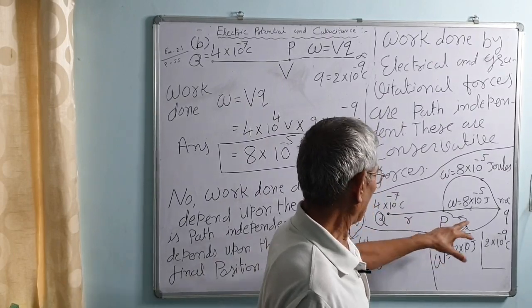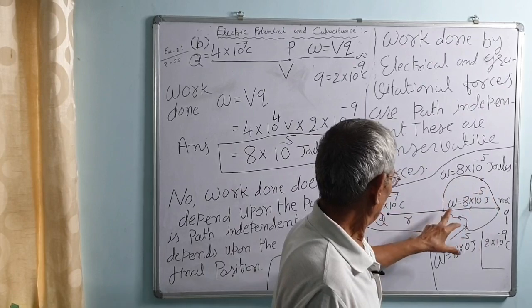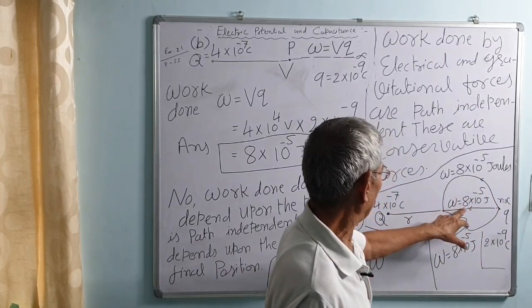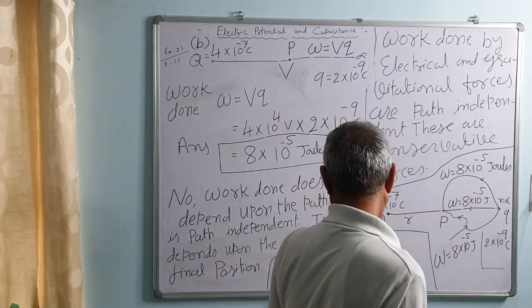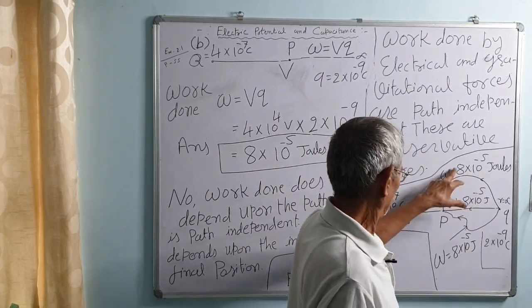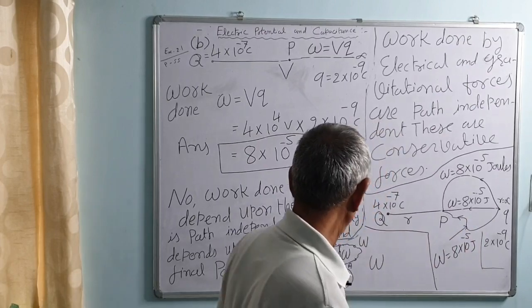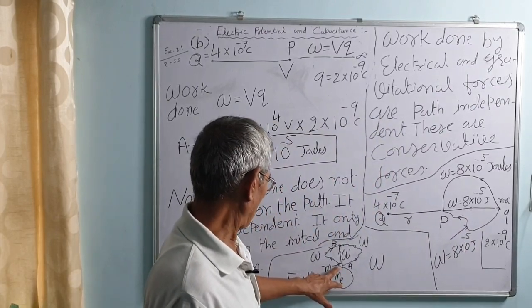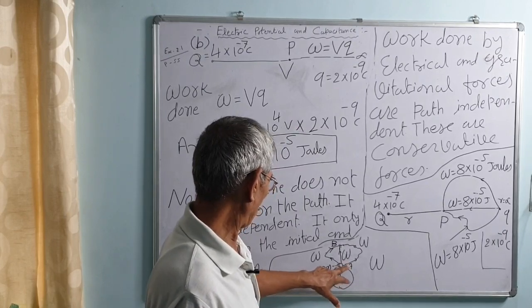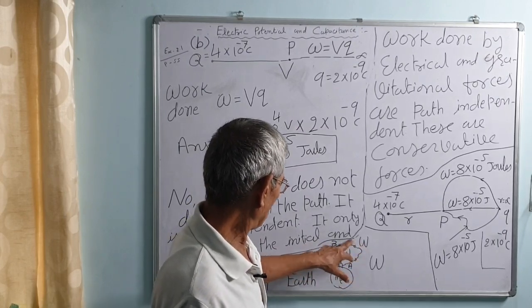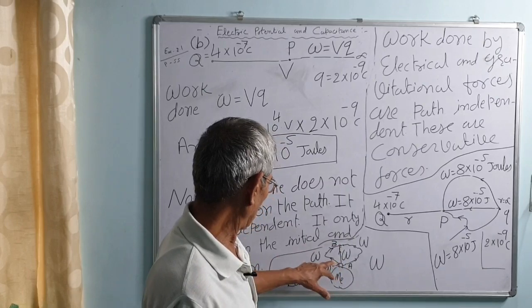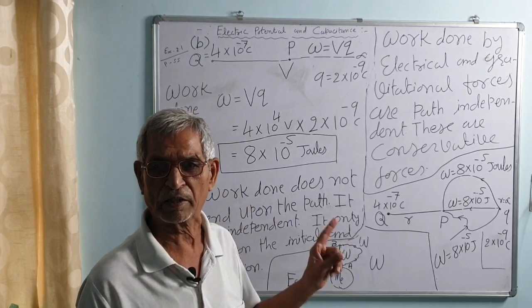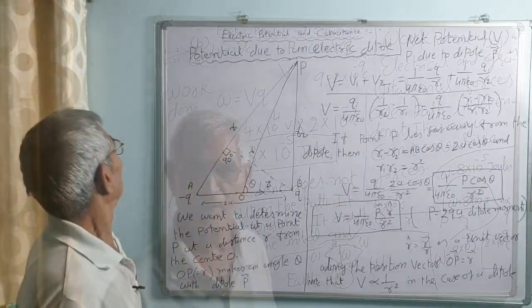Whether you bring the charge q this way, or directly to the point P, or this way, work done will be the same, 8 × 10^-5 joules. Here also same, here also same. Similarly, in the gravitational field, this is the earth. If you take the body of mass m from point A to point B along this path, or along this path, work done will be the same, W, in all three cases. That is path independent, conservative forces.